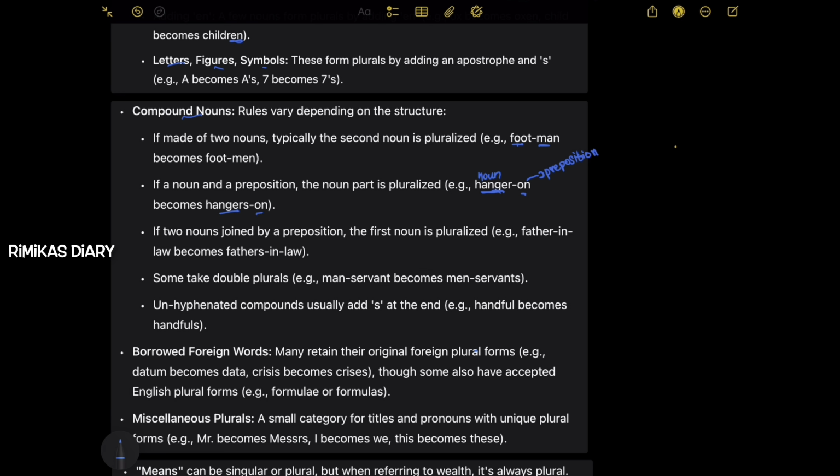If two nouns are joined by a preposition, the first noun is pluralized. For example, father-in-law becomes two fathers-in-law. Some words take double plurals. When there are two nouns, both of the nouns get pluralized. For example, manservant becomes menservants.